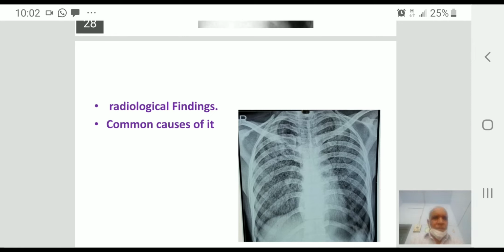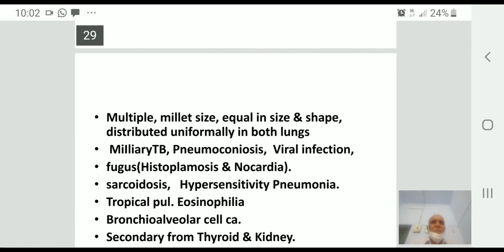These X-rays, which are the finding. There are multiple radio dense miliary size opacities, equal in size and shape, distributed uniformly in both lung fields. So it may be miliary tuberculosis.